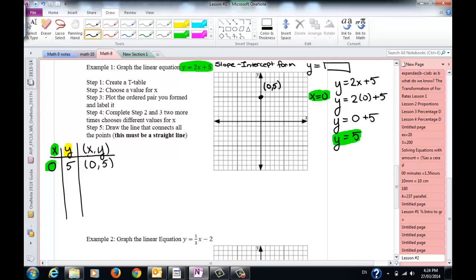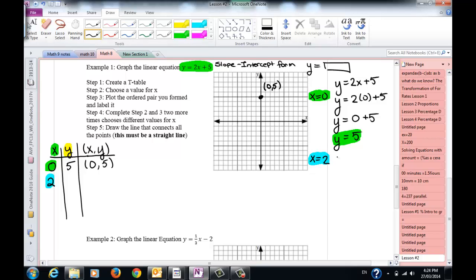Alright. Step 4 says complete steps 2 and 3 two more times to choose different values for x. So let's choose, I don't know, let's go with x equals 2. You could choose x equals 3 or 4 or 5. It just depends on if it's going to fit in your graph. So if I choose x equals 2, again, I'm going to write it out over here. So I've got x equals 2.